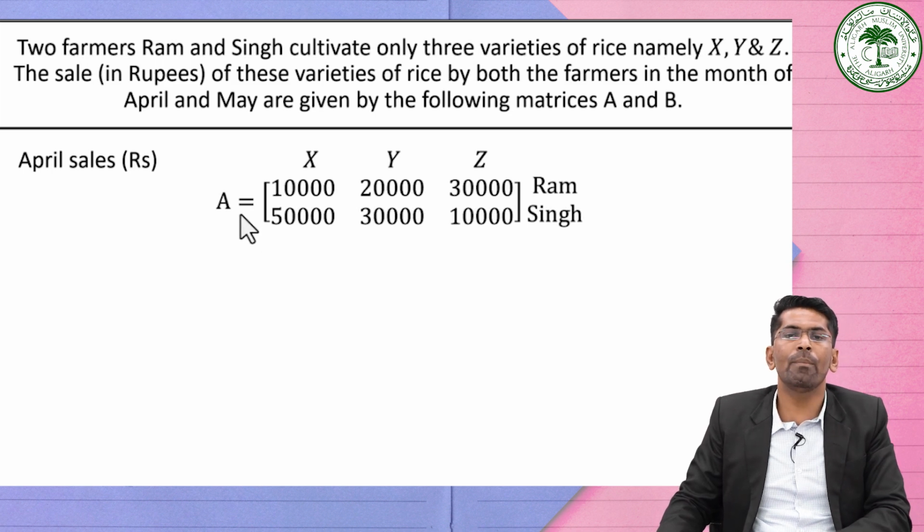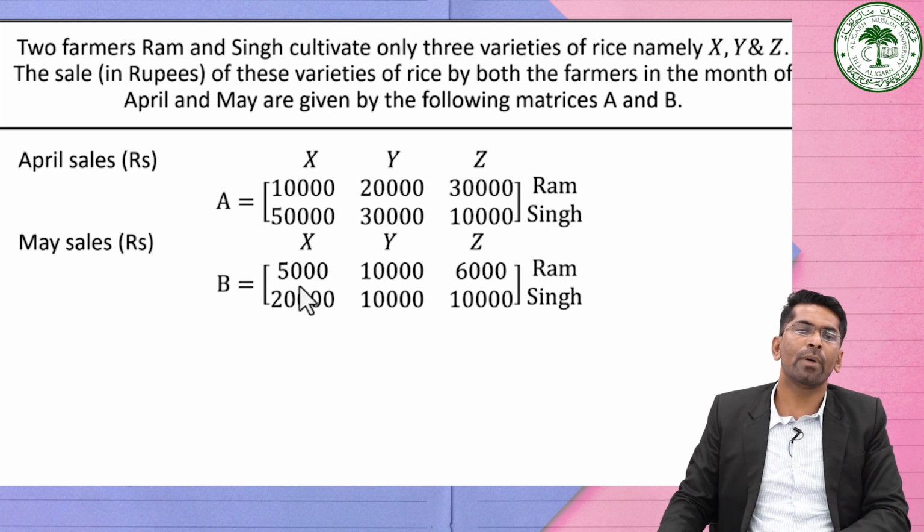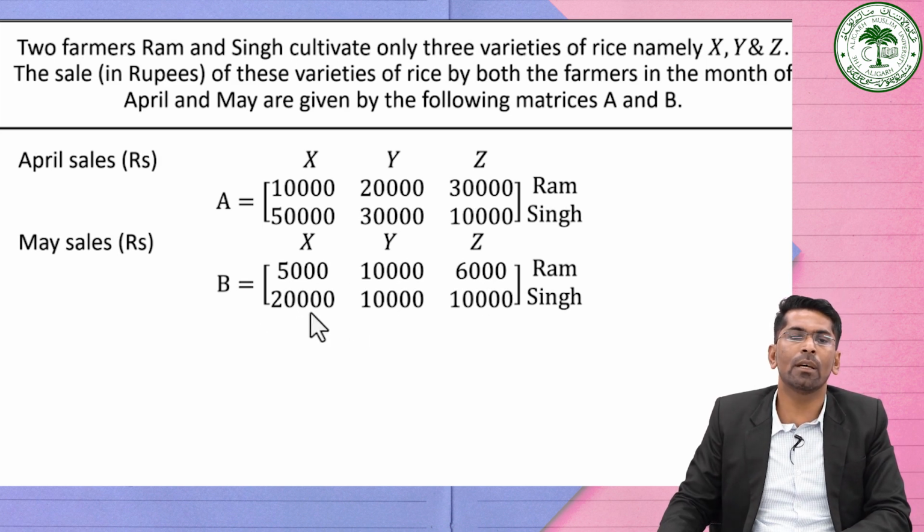Similarly, we have been given matrix B also. This is the sales of April month, and we have been given the May month sales also. So matrix B here is 5,000, 10,000, 6,000, 20,000, 10,000 and 10,000, produced or cultivated by Ram and Singh.